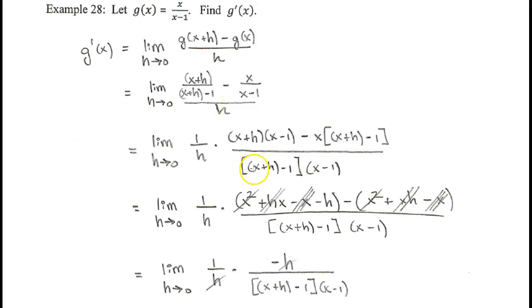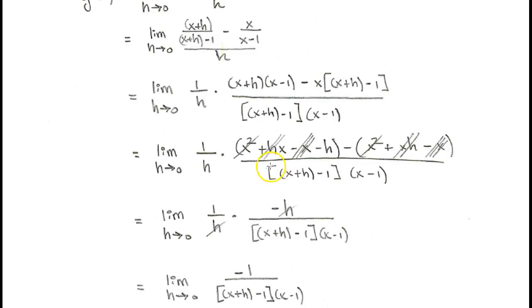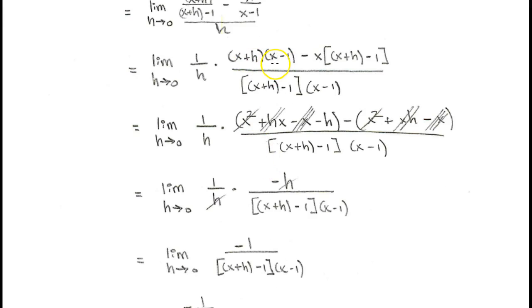So the denominator will be x plus h minus 1 times x minus 1. Your numerator will then be x plus h times x minus 1, minus x times the quantity x plus h minus 1. Notice how I just wrote the 1 over h out in front, so I didn't have to worry about where that went. Just leave it as 1 over h out in front, this h that's in the denominator here. All right, now it's a matter of just simplifying algebraically.